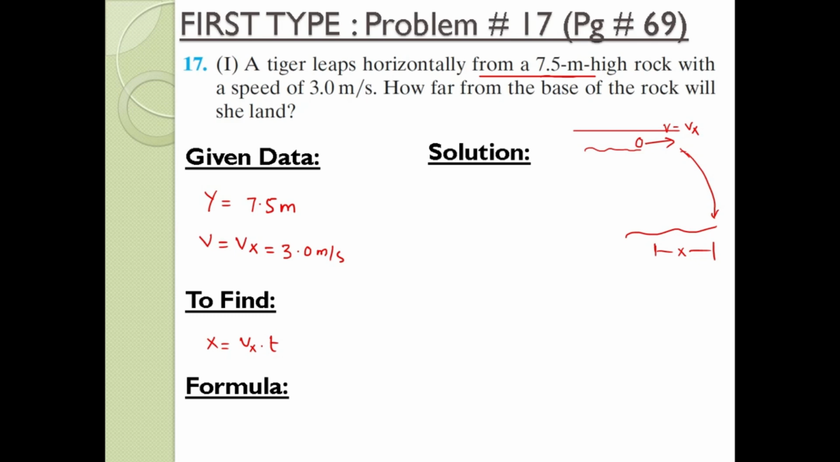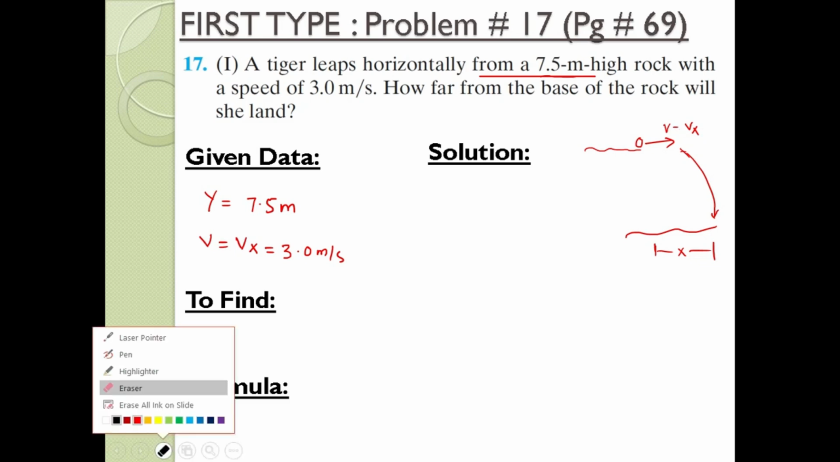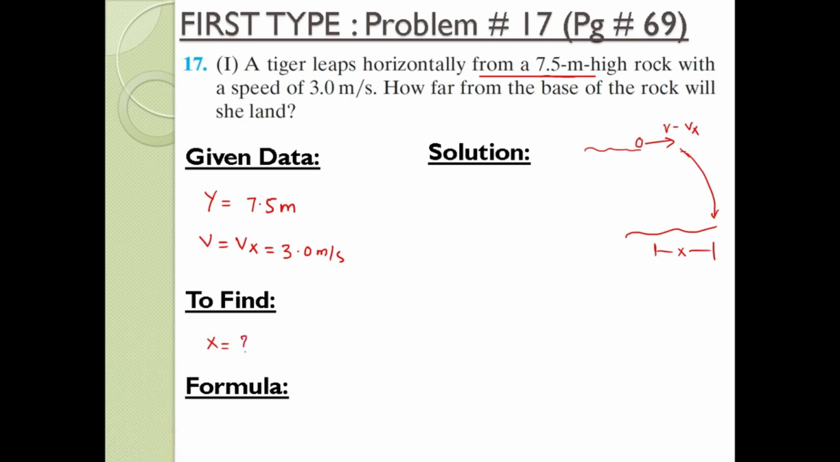The first thing they ask us to find is the horizontal velocity. So I am going to find x, the horizontal velocity. But the problem here is that to find the horizontal velocity, I need the time. So for finding the time, I will go for the other equation, y is equal to half g t square.